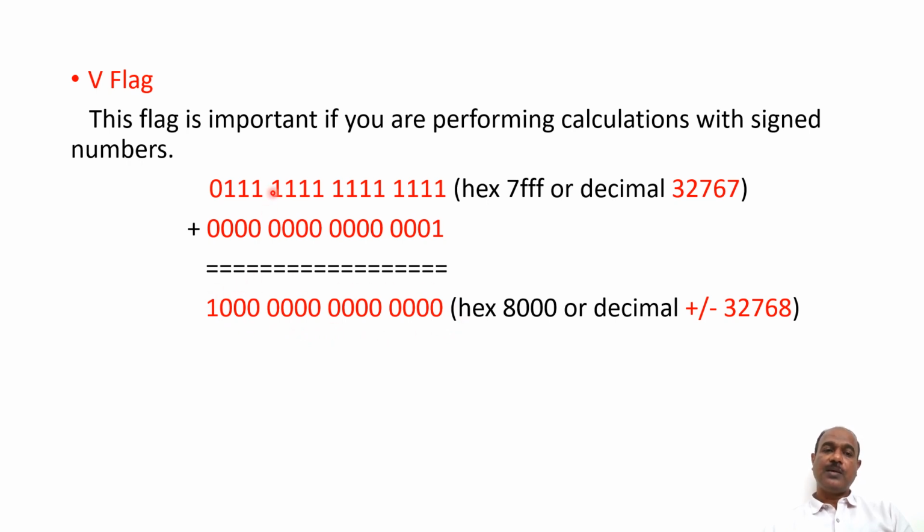That means the positive number generated out of this addition operation is greater than the number that can be stored in a 16-bit number. That is why this overflow flag is set, to indicate that there is an overflow of the signed number. This is how the V flag should be interpreted. Whenever you are working with signed numbers and the V flag is set, you should understand that there is a signed number overflow. The result is not valid. You should interpret it like that.